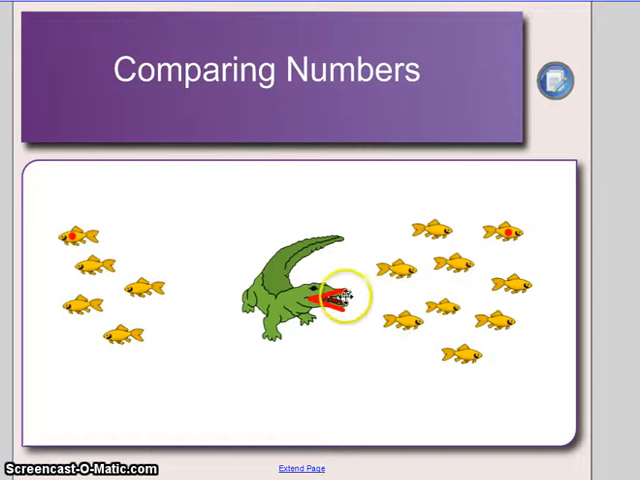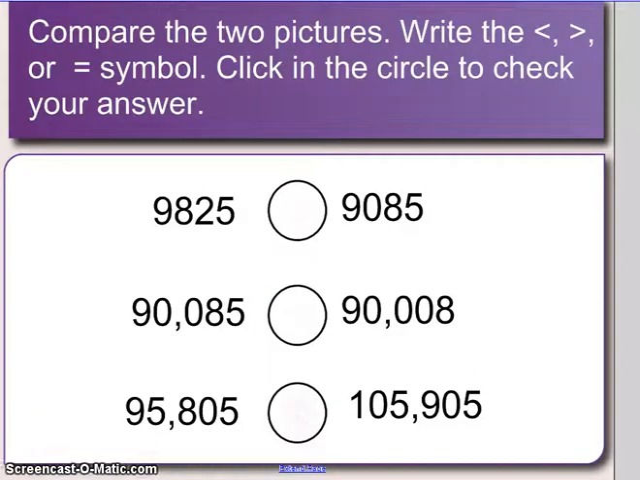Okay? So this would be 1, 2, 3, 4, 5 fish is less than 1, 2, 3, 4, 5, 6, 7, 8, 9 fish. How easy is that? But remember, you always want to eat more, okay? Think of that alligator. So let's practice comparing numbers. And pause and write down your answers. And I'm going to click on the circle to reveal the correct answer. Check your work.